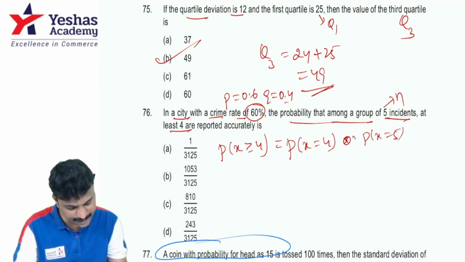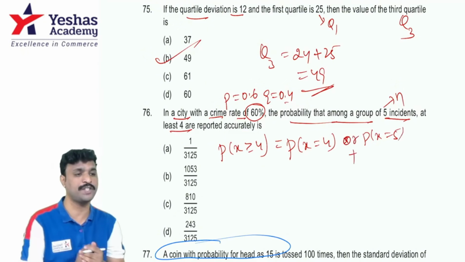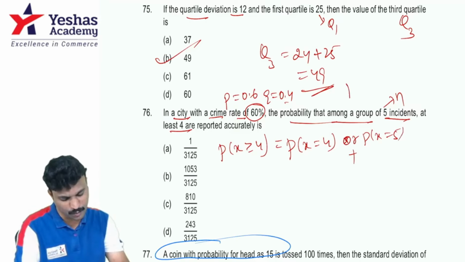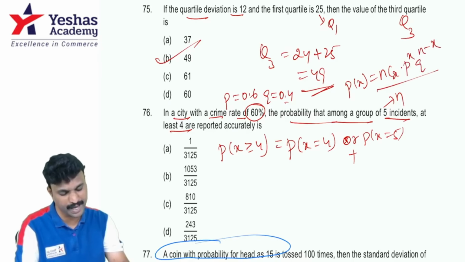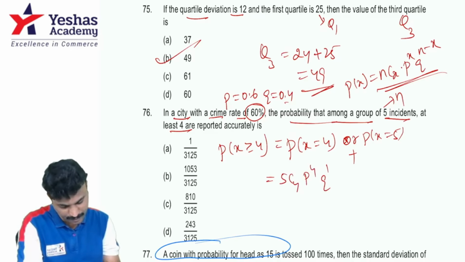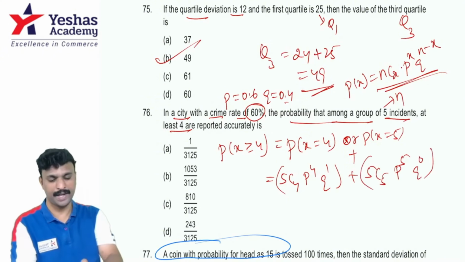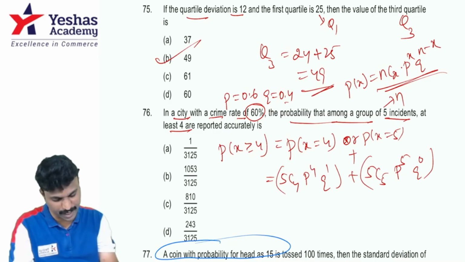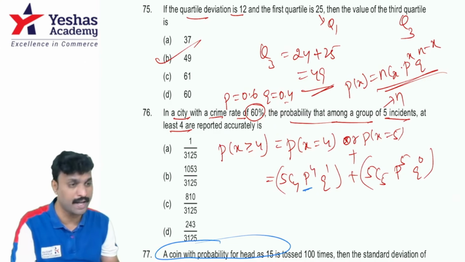Guys, you know OR means addition, correct? So which distribution I have to use? Binomial. So what is the PMF equation of a binomial distribution? nCx p power x q power n minus x. Everybody, it is 5C4 p power 4 q power 1 plus 5C5 p power 5 q power 0. Everybody, if you want to solve it in one step in the calculator, solve the one which is having the highest power.